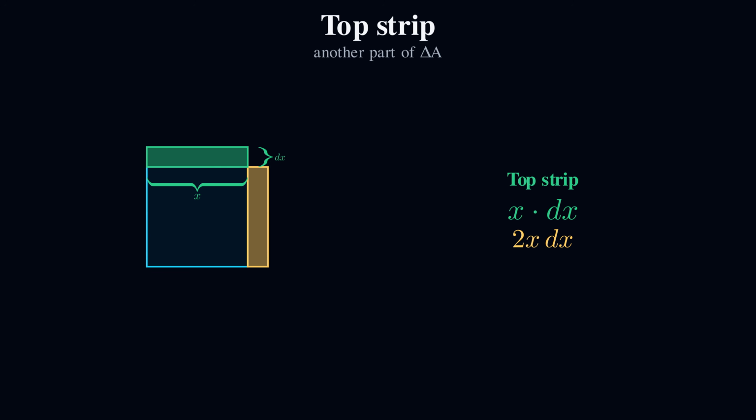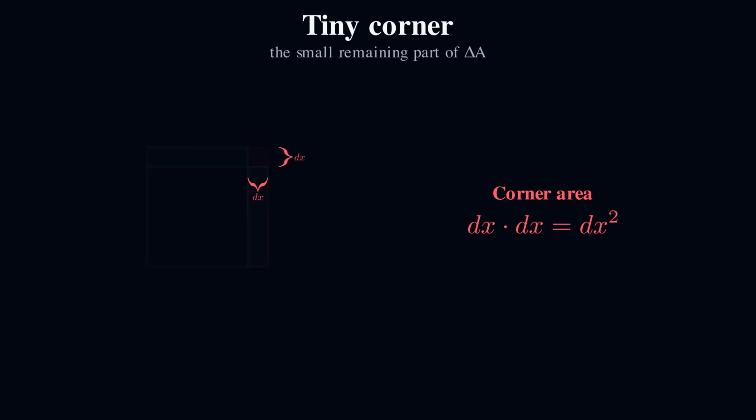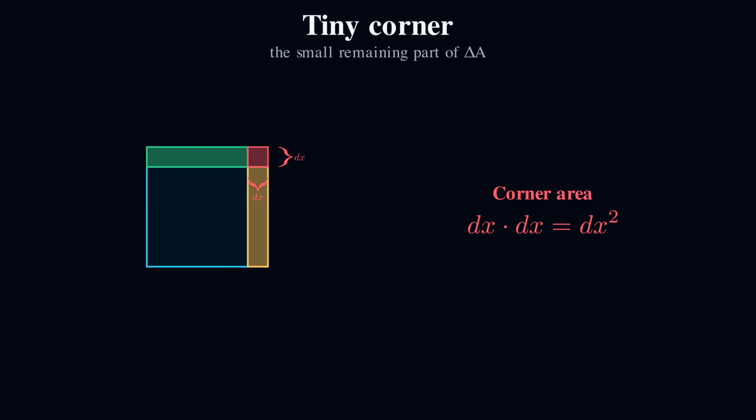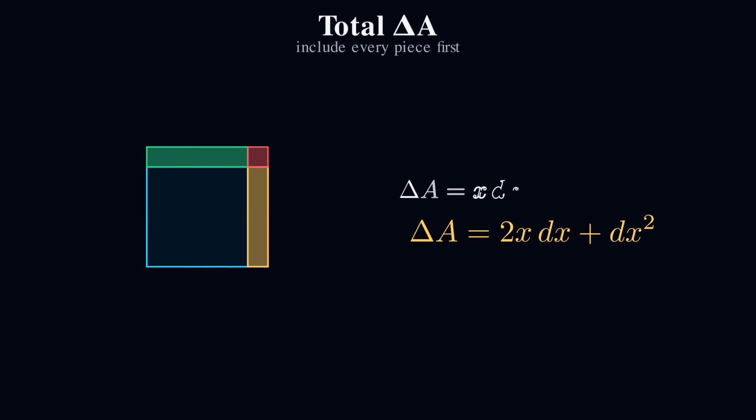The last part of delta A is the tiny corner square. Its width is dx, and its height is dx, so its area is dx squared. We include it first. We do not ignore it before understanding it. The total extra area is the right strip plus the top strip plus the corner. So delta A equals x dx plus x dx plus dx squared, which is 2x dx plus dx squared.